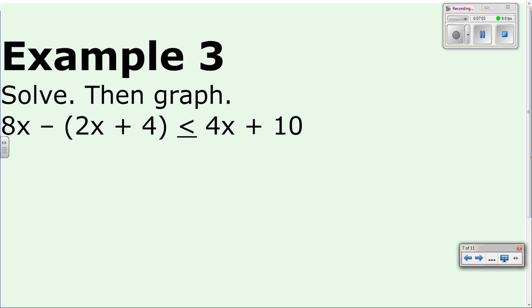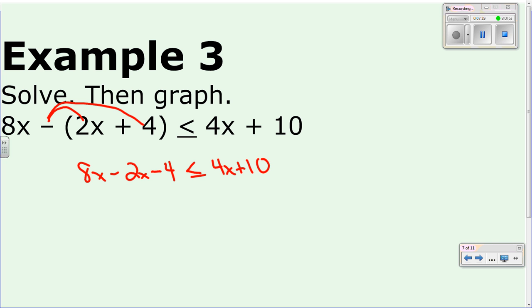Example 3. If we solve this one and then graph it, first we have to distribute this negative to both terms. So that's going to give us 8x minus 2x minus 4 is less than or equal to 4x plus 10.